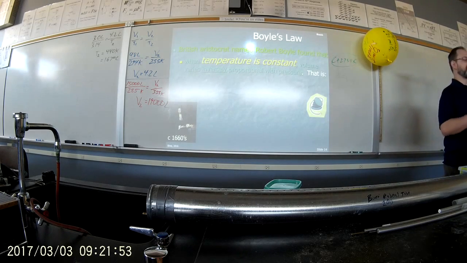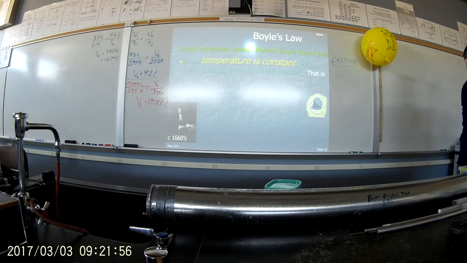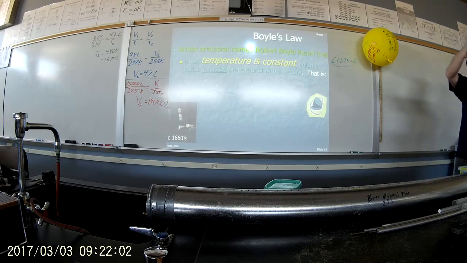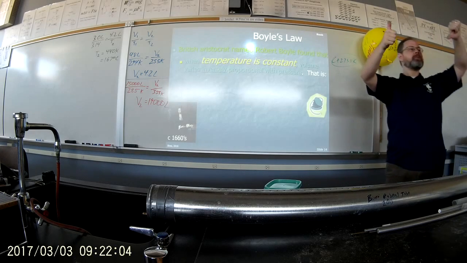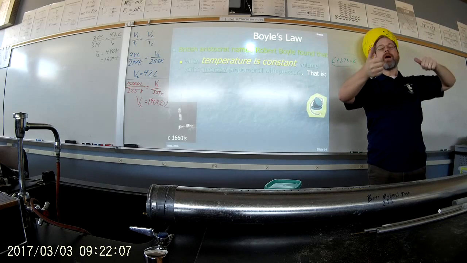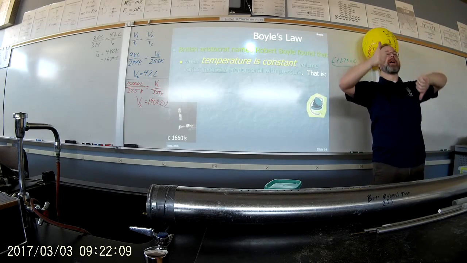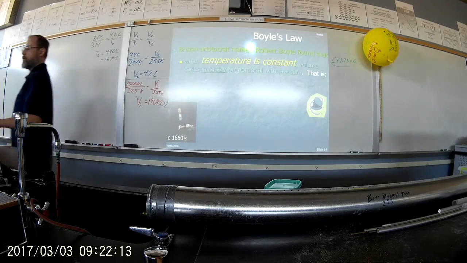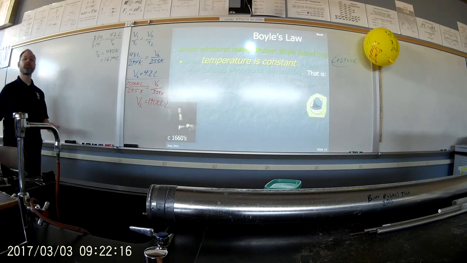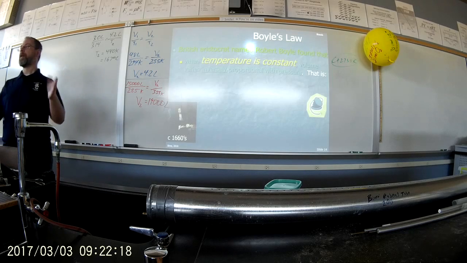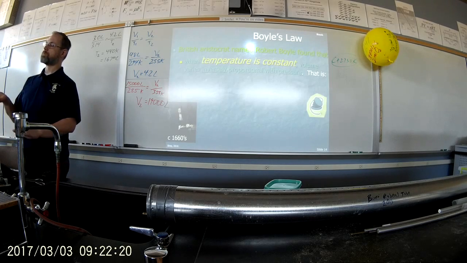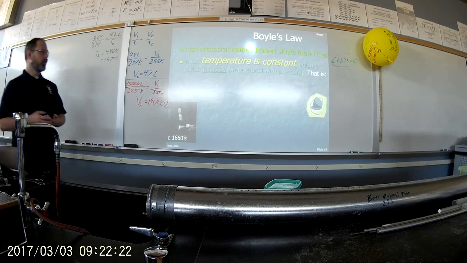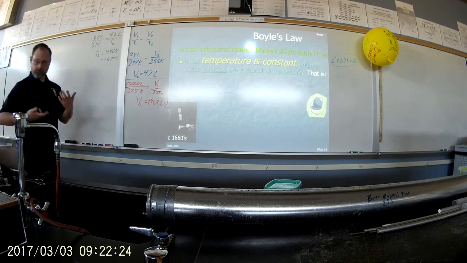What happens to a gas sample when you put it under pressure? If you increase the pressure of a gas sample, what happens to the gas? Yeah, it shrinks. As we increase our pressure, our volume decreases. When you have something going up and something else going down, we call that an inverse relationship. So pressure and volume are inversely related. When one increases, the other decreases, when temperature is constant.